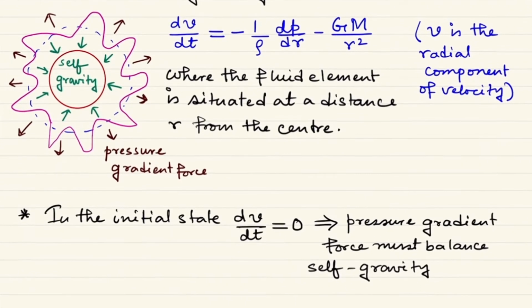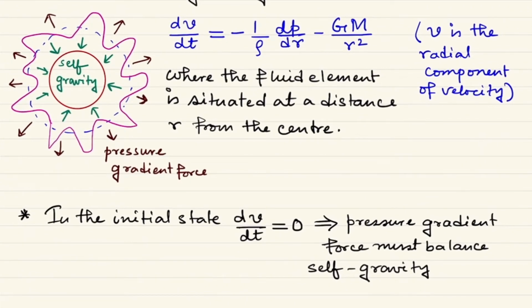So what happens at the initial state? Our initial state is assumed to be not only a steady state but a static state. So we say v is 0 and dv/dt is also 0. The pressure gradient force will simply be exactly balanced by the self-gravity if you refer to this equation.